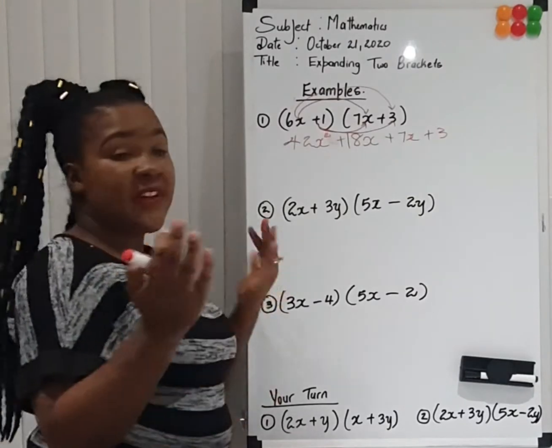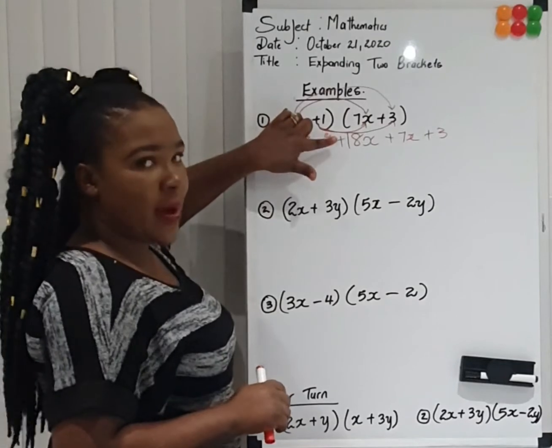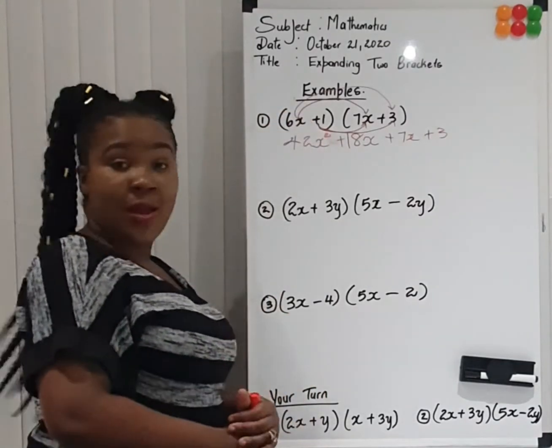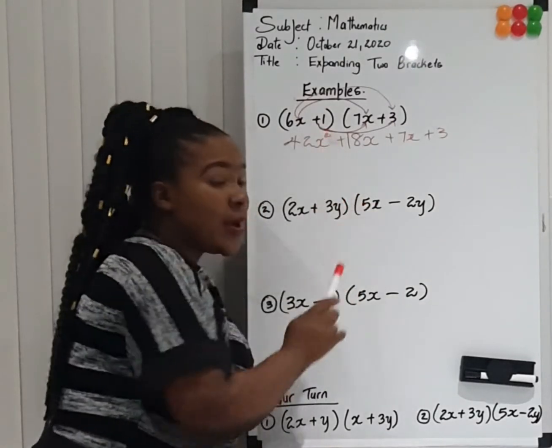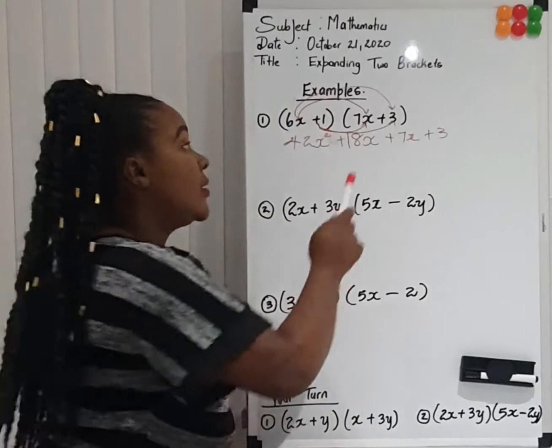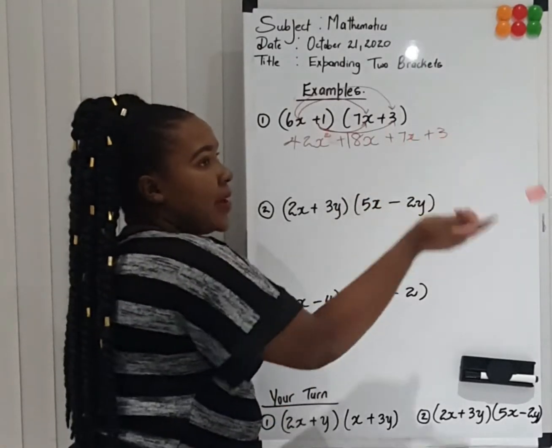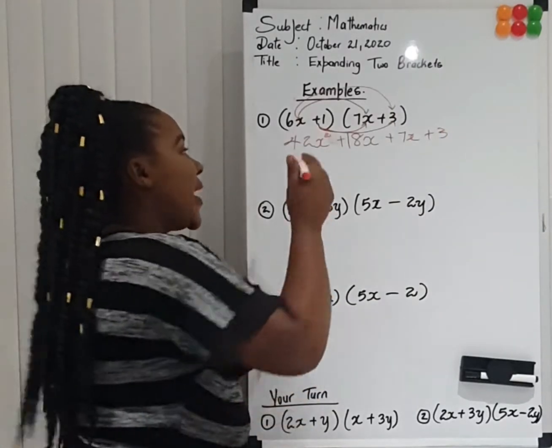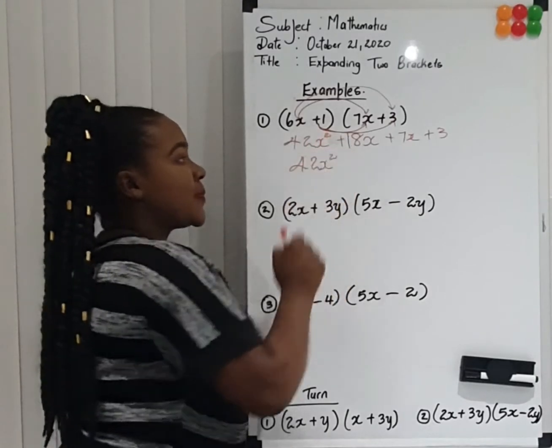Now we're going to look if there's anything that can be simplified. We have 42x squared. Do we see any more terms that have x squared? It must be x squared. No. This has an x, but no square. This has an x, but no square. That doesn't even have an x. So no, there's no like term to 42x squared. So we write it back as it is.